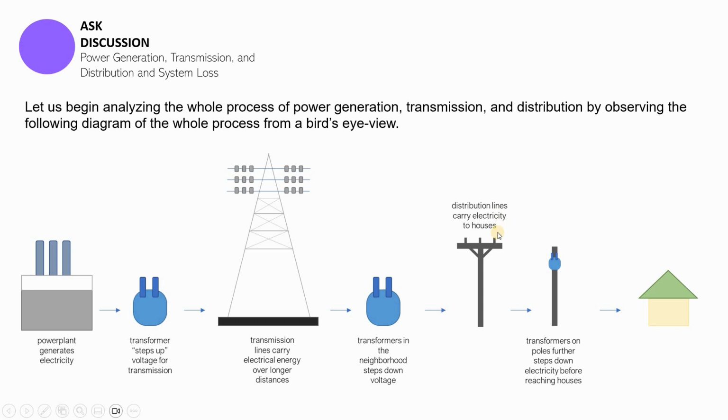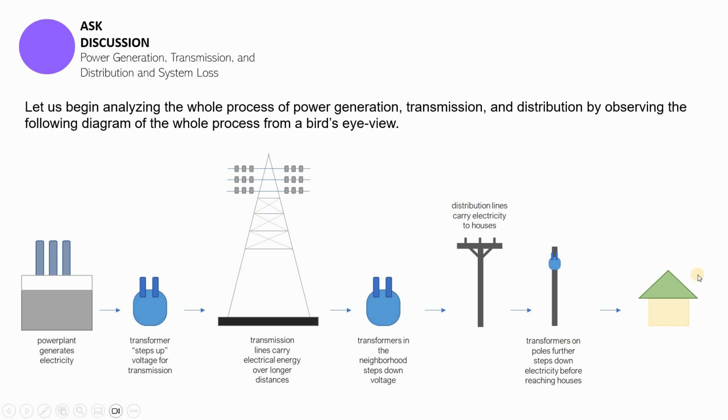And then, the distribution lines will be carrying electricity to the houses, na na-step down na. And then, sa may poste pa, transformers na nandun sa mga poles further step it down so that before reaching the houses, it's, kumbaga, in its most appropriate strength. Yung voltage, hindi naman siya sobrang hina, hindi rin naman siya sobrang lakas, so that hindi masira yung mga appliances, yung mga gadgets na nandoon sa house.